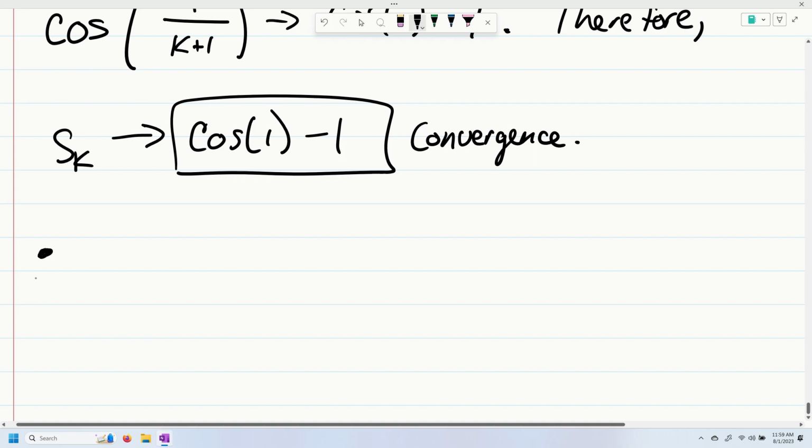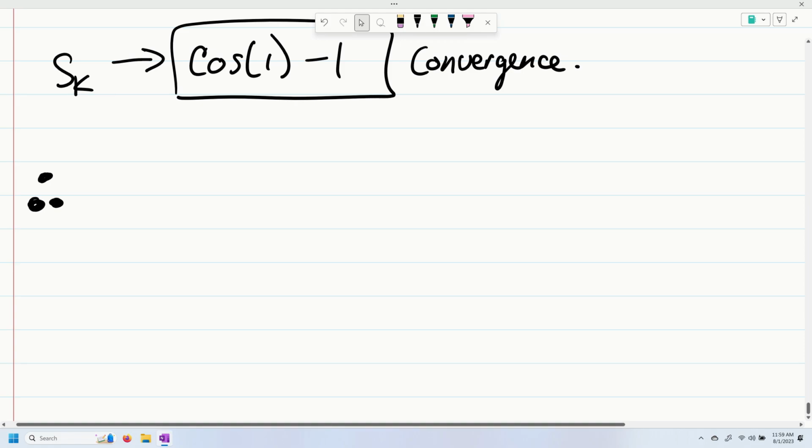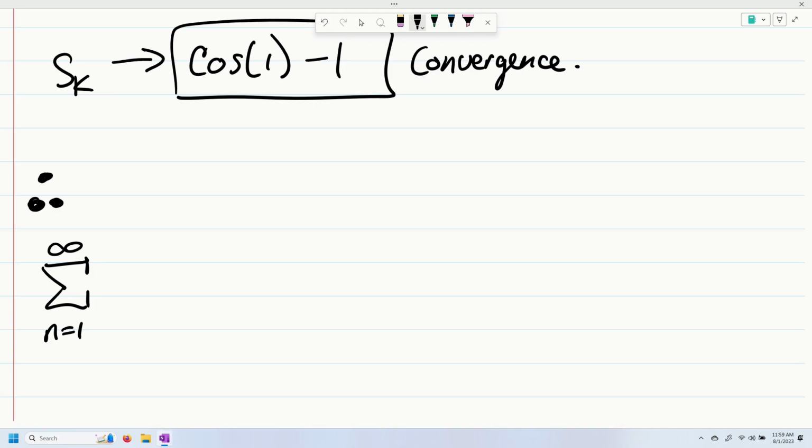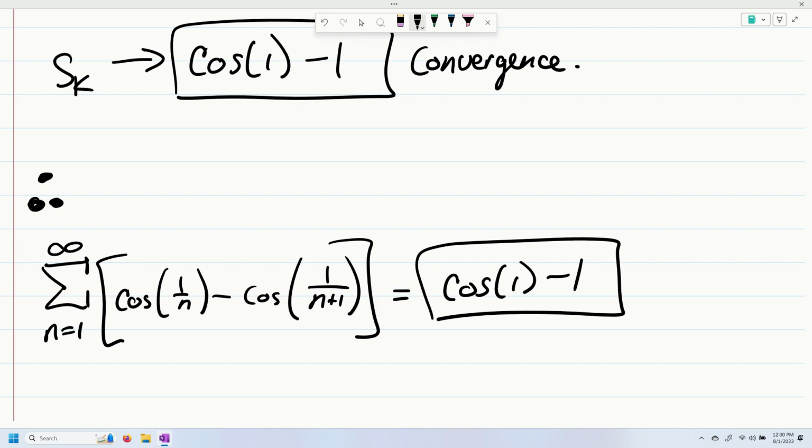Thus, the series from n equals 1 to infinity of the cosine of 1 over n minus the cosine of 1 over n plus 1 converges to the cosine of 1 minus 1, whatever that turns out to be. And that's going to be it for this section. It's a doozy, but I know you can do it, so good luck.